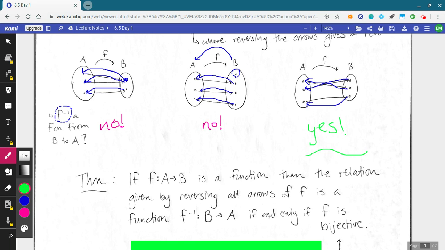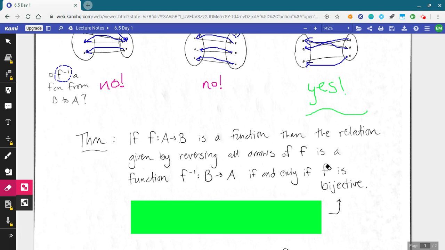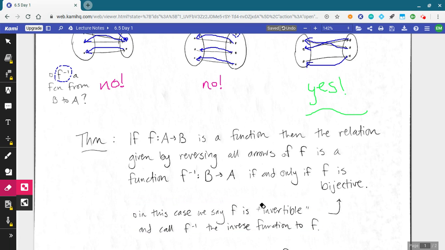That's one way to think about this if and only if statement. All right, a little bit of terminology. In the situation when f is bijective, we say that f is an invertible function. It has an inverse. And we call this f inverse that we've described by reversing the arrows, the inverse function to f.